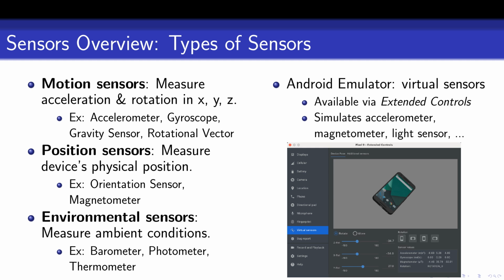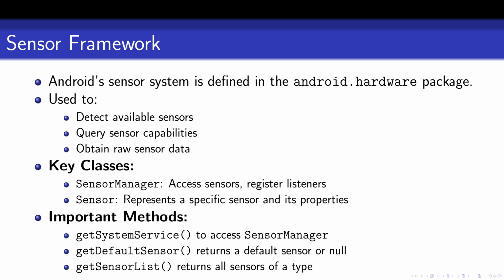To work with sensors programmatically, Android provides a complete framework under the android.hardware package. This framework enables you to list available sensors, check their capabilities, and capture real-time data. The SensorManager class provides access to system sensors, while the Sensor class describes individual sensor properties like type and manufacturer. You interact with these through methods like getDefaultSensor and getSensorList.